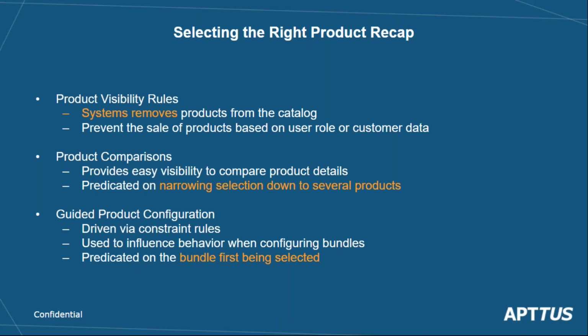Then product comparison provides easy visibility to compare product details, predicated on narrowing the selection down to several products. So this is again for when you want to give the sales rep a choice to decide which product to go for after looking at the comparison. Then we have guided product configuration. It is driven via constraint rules used to influence behavior when configuring bundles, and it is predicated on the bundle first being selected. Once the bundle is selected, the rules run in the background accordingly.